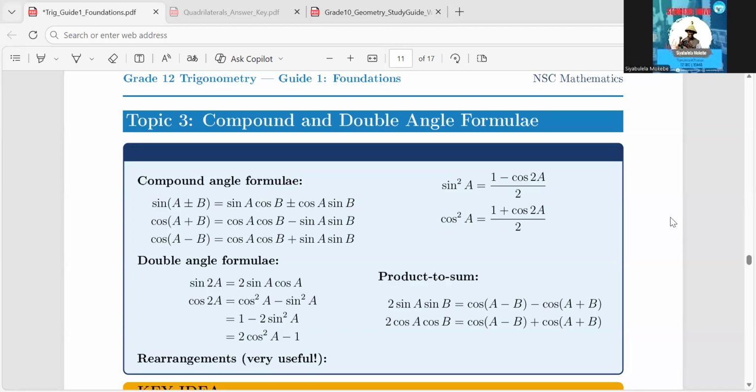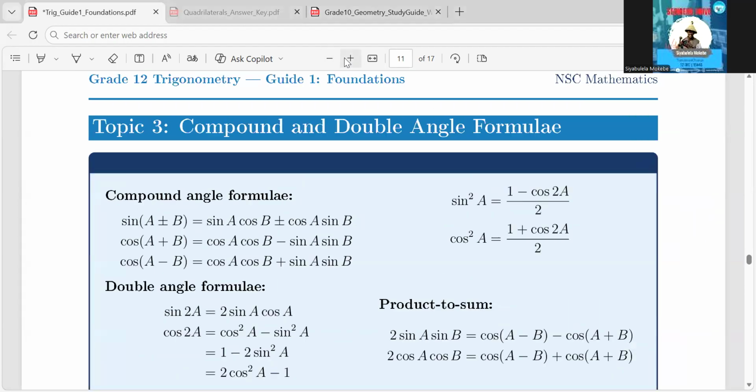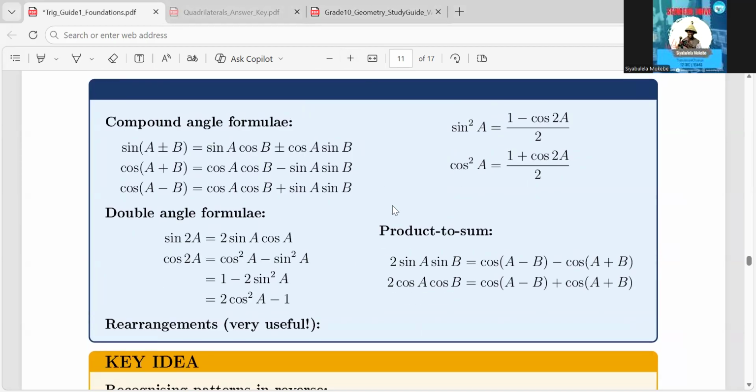Hello, folks. All right, so in this video, we're going to look at compound and double angle formulae, right? So these are your compound angle formulae. If you have sine A plus B, that is equal to sine A cos B plus cos A sine B. If you have sine A minus B, that is equal to sine A cos B minus cos A sine B.